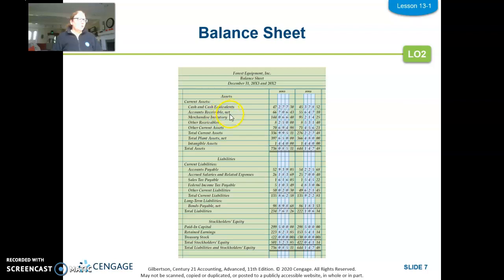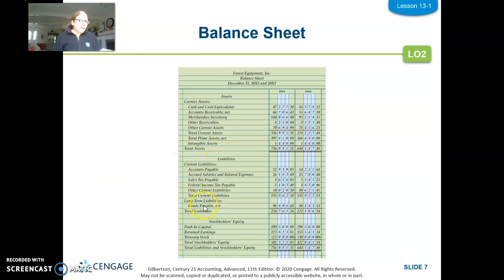Then we have accounts receivable net. What that means is it's reported at net realizable value, which is the accounts receivable gross balance minus the allowance for uncollectible accounts. The next one is total plant assets net. And what that means is it's the book value of the plant assets. So, for instance, equipment minus accumulated depreciation for the equipment.